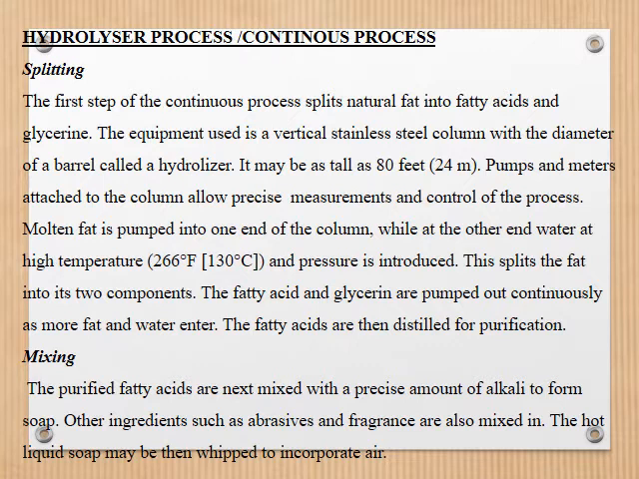Molten fat is pumped in one end of the column, while in the other end water at higher temperature and pressure is introduced. This splits the fat into 2 components. The fatty acid and the glycerin are pumped out continuously as more fat and water enters. The fatty acids are then distilled for purification.